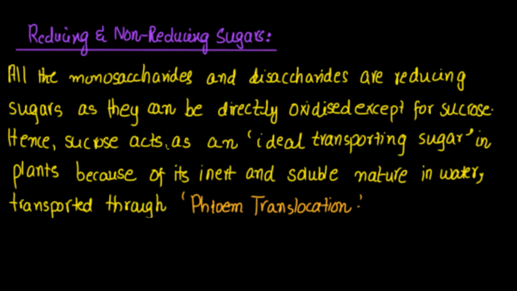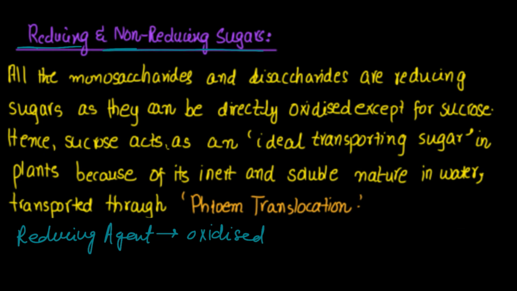Okay, now let's look at reducing and non-reducing sugars. Now we know by definition that a reducing agent is something that gets oxidized itself and it reduces the other thing. Now all the monosaccharides, we studied them before, and disaccharides are reducing sugars as they can be directly oxidized, except for sucrose.